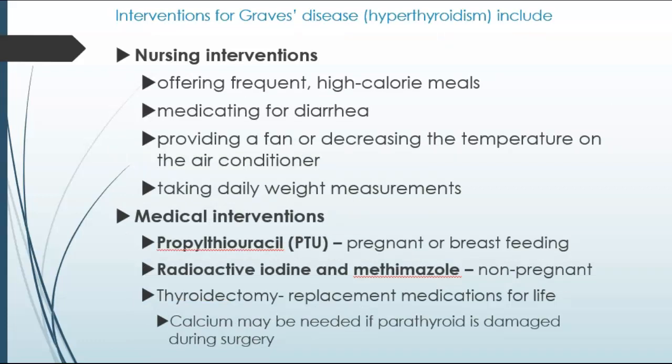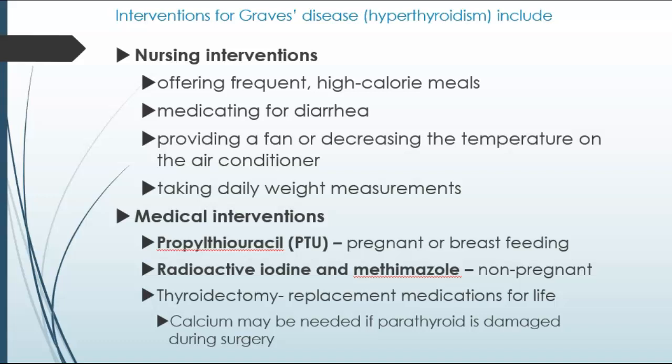Diet for clients with hyperthyroidism will include increased calories, carbohydrates, and proteins because they have an increased need. Remember that the proteins are especially important because the client is at risk for a negative nitrogen balance. We're looking at using medications to treat any diarrhea, providing a fan for comfort, use of an air conditioner in the summer, and taking daily weight measurements to make sure that the patient doesn't continue to lose weight.